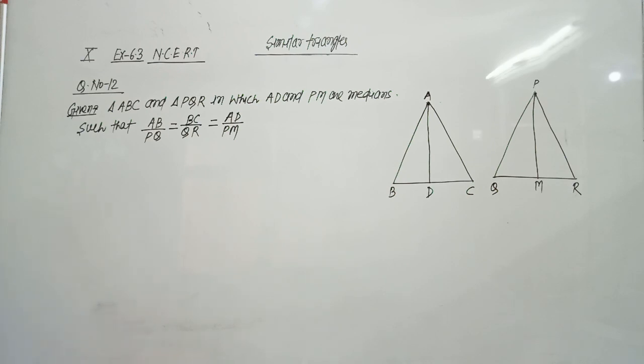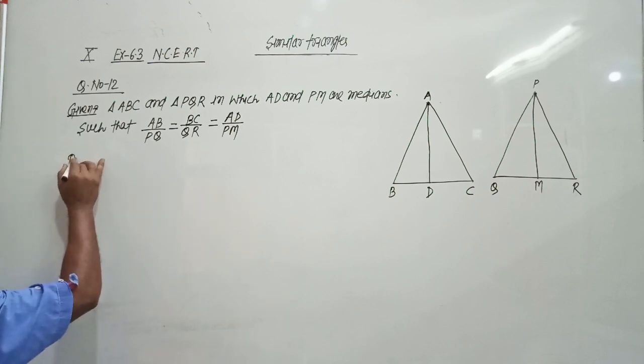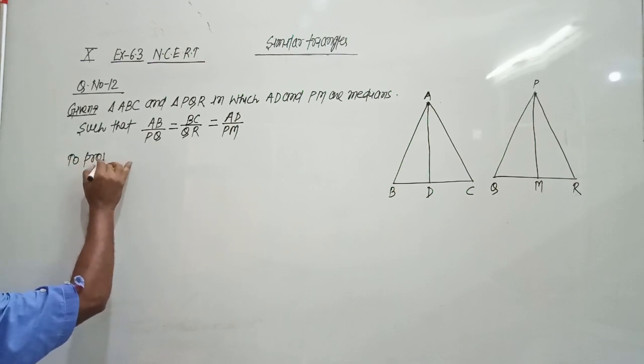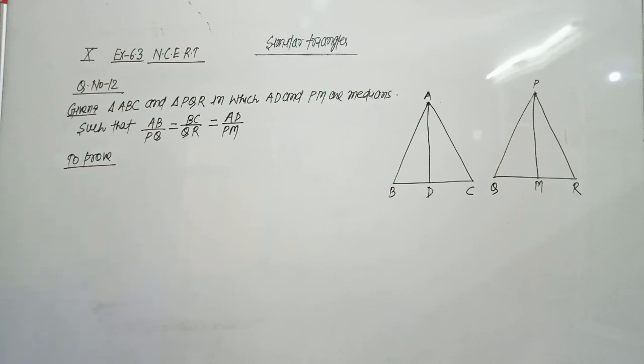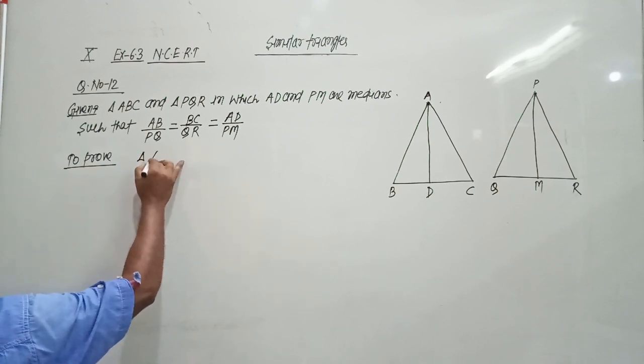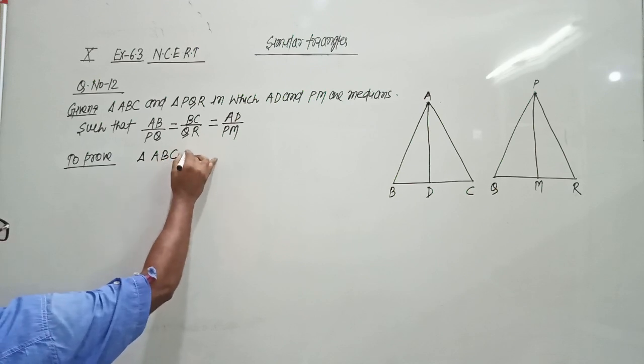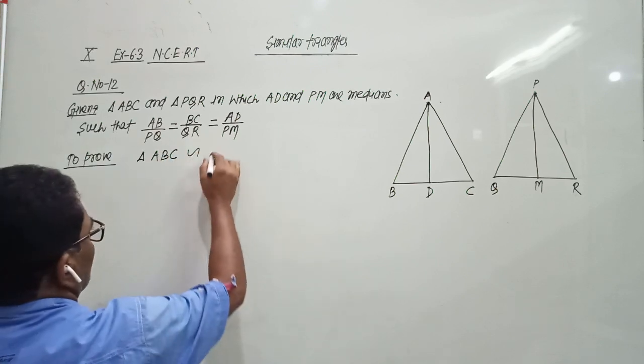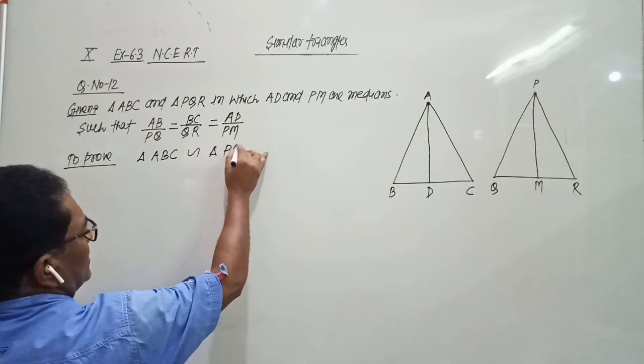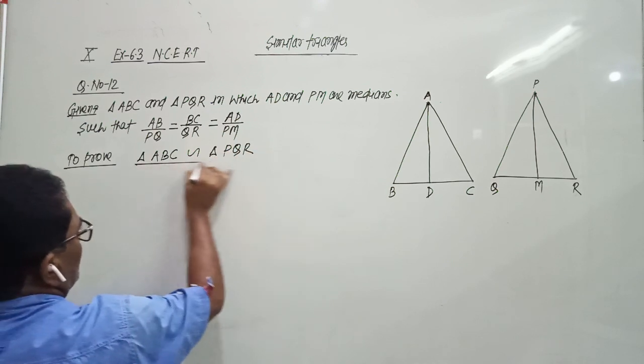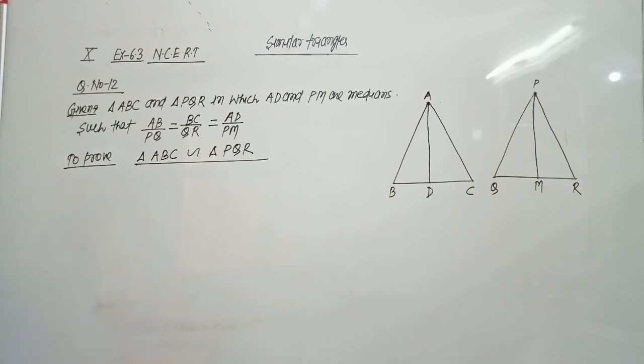And to prove triangle ABC is similar to triangle PQR, we have to prove that triangle ABC is similar to triangle PQR.